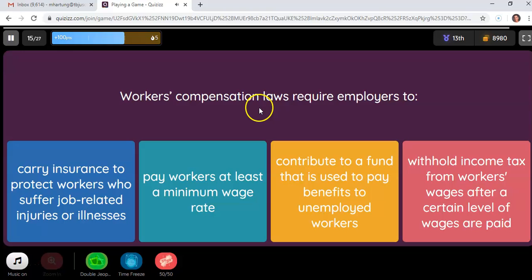Workers' compensation laws require employers to carry insurance. Yes, they do. Pay workers at least? No. Contribute to a fund that is used to pay benefits to unemployed workers? That's different. I think that's unemployment insurance. Withhold income? No. Carry insurance. Workers' compensation. Somebody gets hurt at work. Job-related injuries.